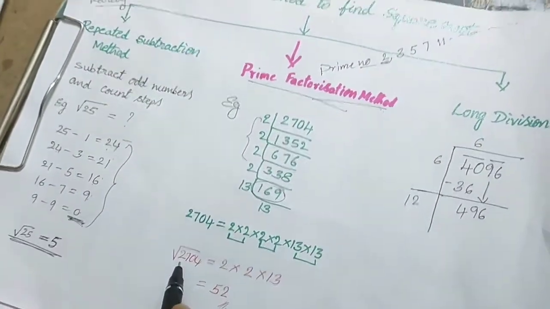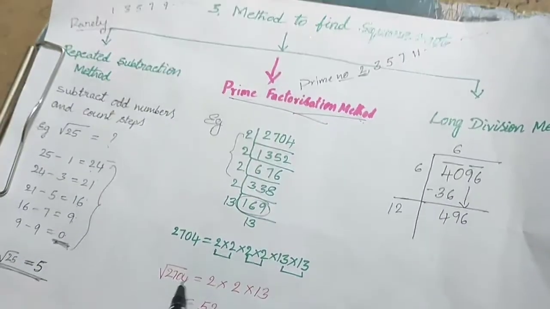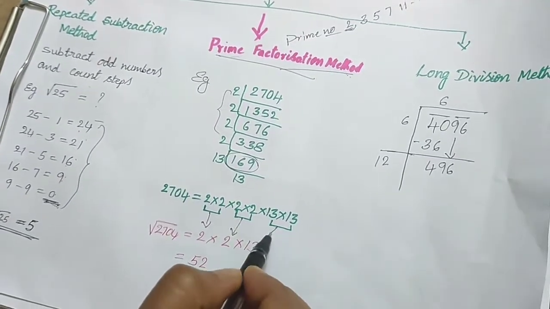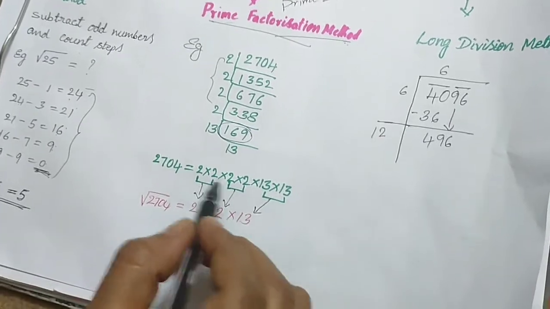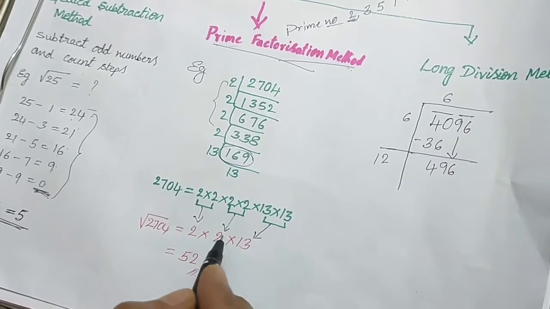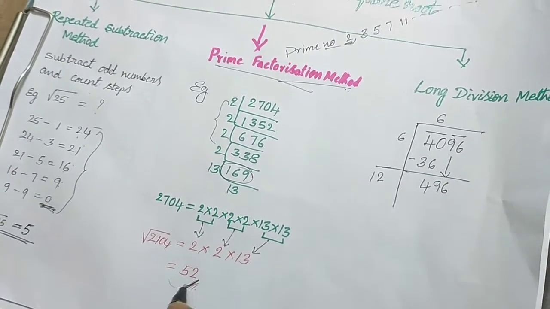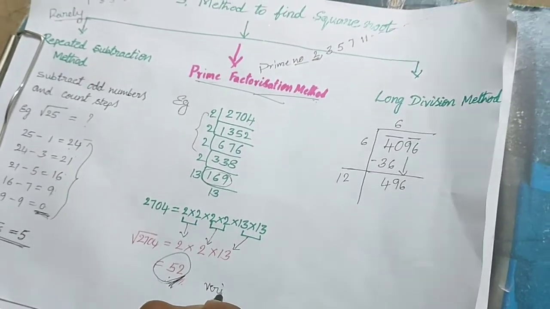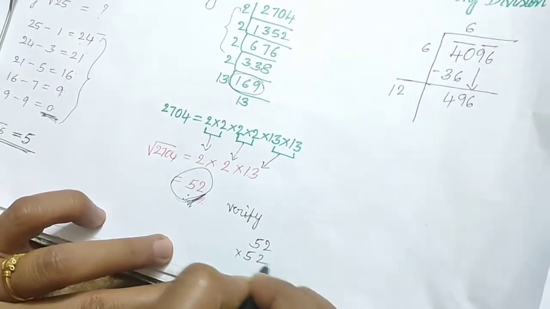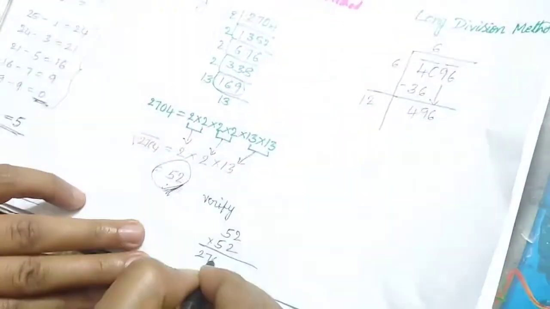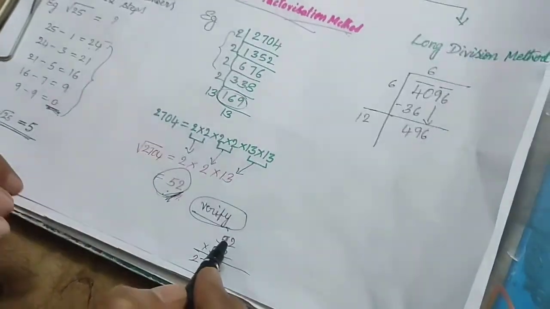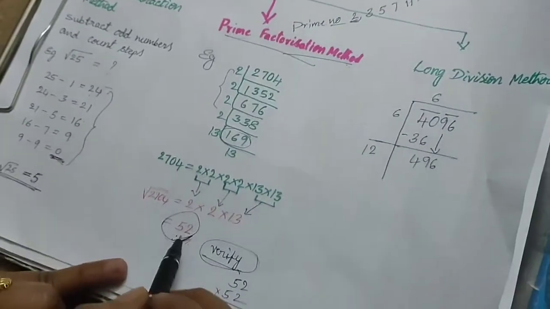Now what is the square root of 2704? One pair is 2, another pair is 2, the next pair is 13. So you select one number from each pair. Now multiply 2 into 2 is 4. 4 into 13, 13 fours are 52. Students, now we can verify by using multiplication. 52 into 52, once again we get 2704. So you can verify any problem and conclude whether the answer is correct or not.